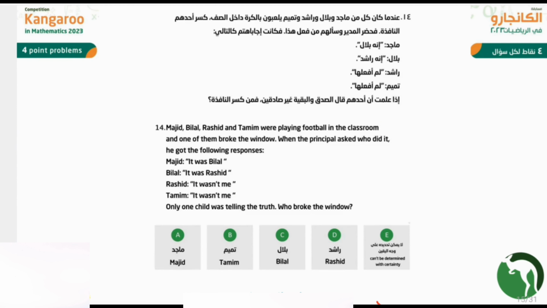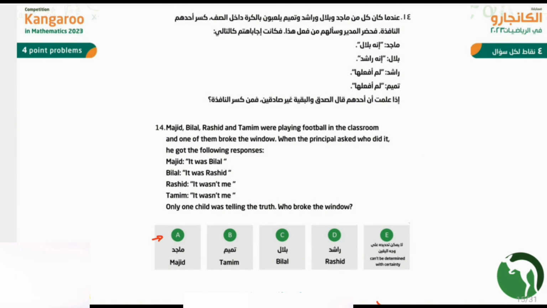In question number 14, Majid, Bilal, Rashid, and Tamim were playing football in the classroom, and one of them broke the window. When the principal asked who did it, he got the following responses. Majid: it was Bilal. Bilal: it was Rashid. Rashid: it wasn't me. Tamim: it wasn't me. Only one child was telling the truth. Who broke the window?